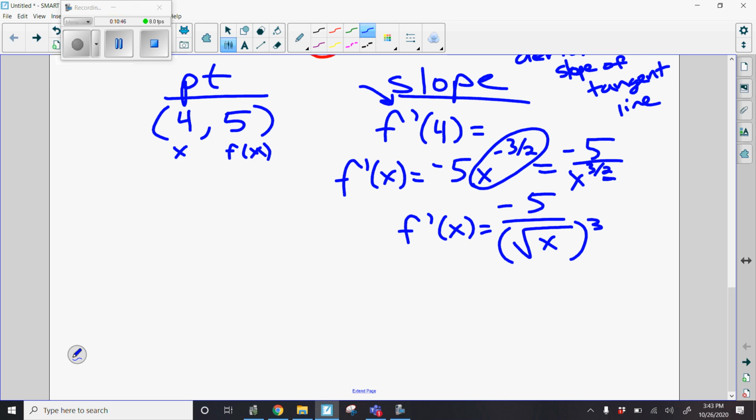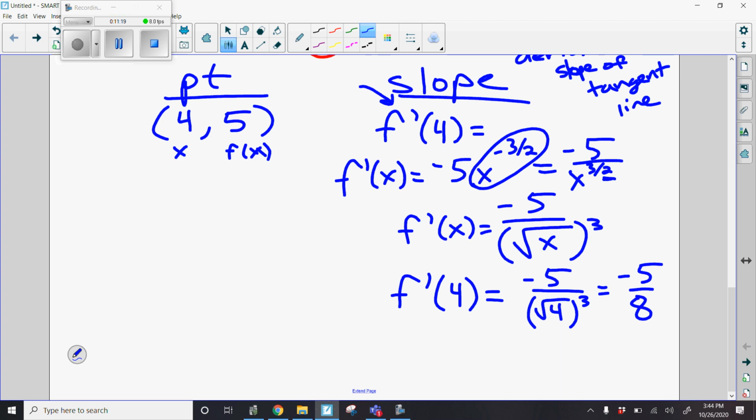Okay. So f prime of 4 then, I'm just going to replace the x with a 4. I'm going to have negative 5 over root 4 cubed. Now you can do this in either order. You can cube the 4 and then square root it, or you can square root the 4 and then cube it. It's much easier without a calculator to do the root first, then the exponent. Well, I know the square root of 4 is 2, and I know 2 cubed is 8. So I get f prime of 4 equals negative 5/8. That's the slope of that tangent line.